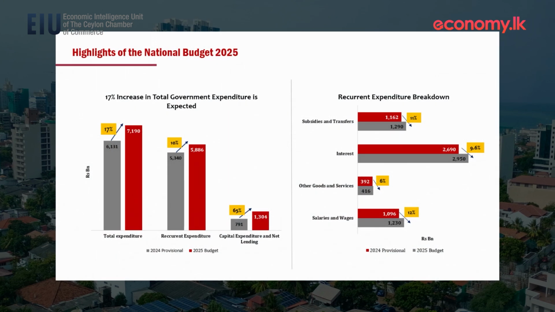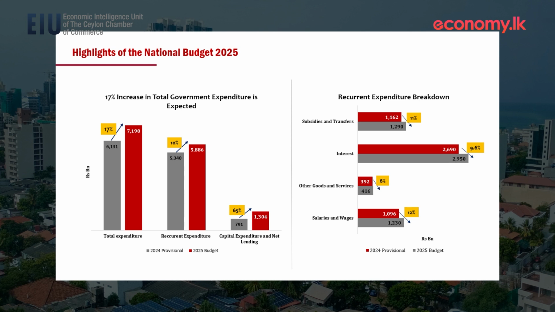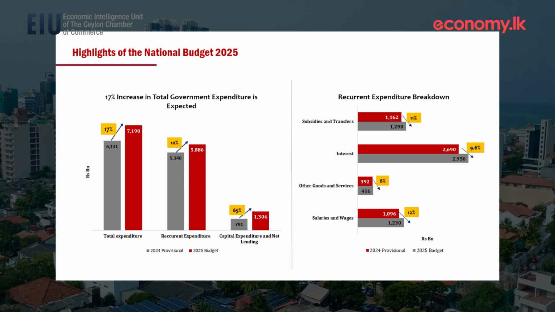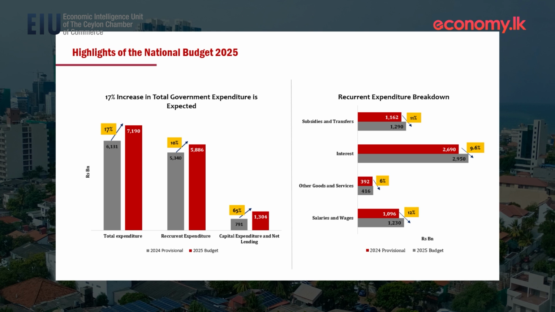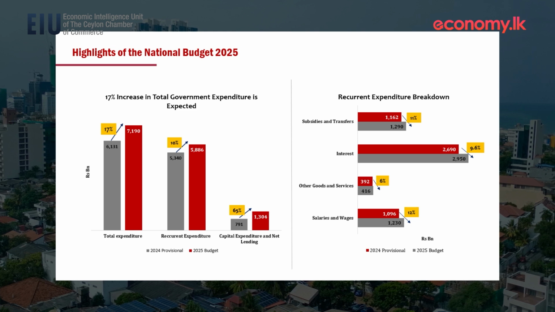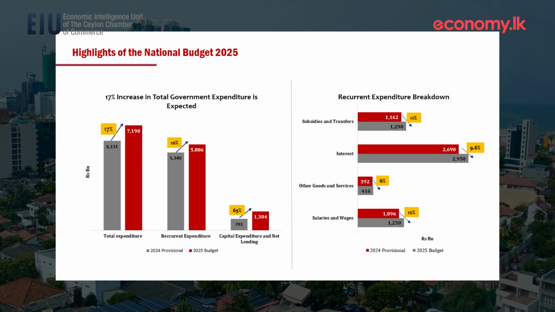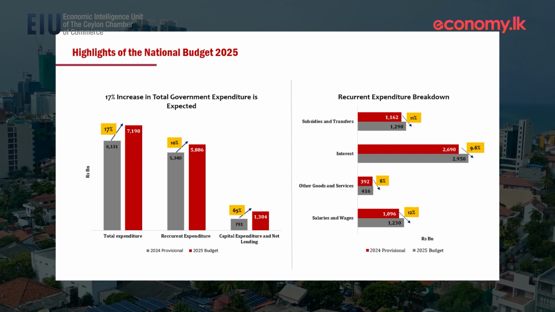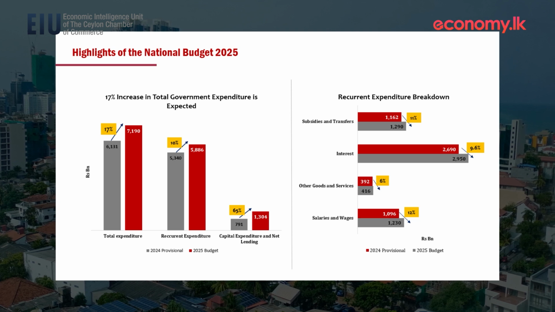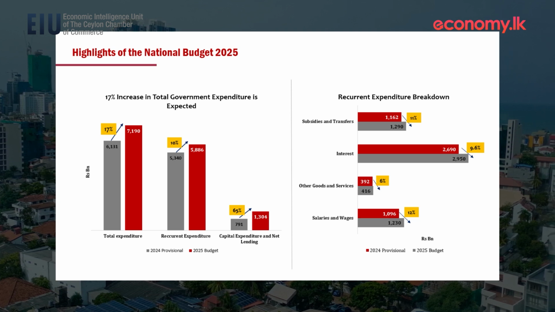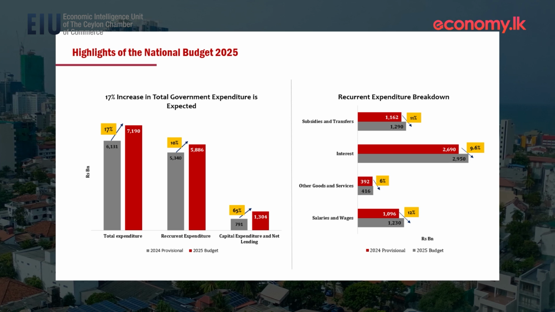And on the next slide, what we see is the expenditure side of things. If you look at recurrent expenditure, what you see is a 10% increase of about 5.8 trillion rupees. And where is that 5.8 trillion allocated to? Mainly, what you see on your right-hand side is an interest component of 2.9 trillion rupees, and the remainder for salaries and wages of about 1.2 trillion, and subsidies and transfers of about 1.3 trillion rupees.